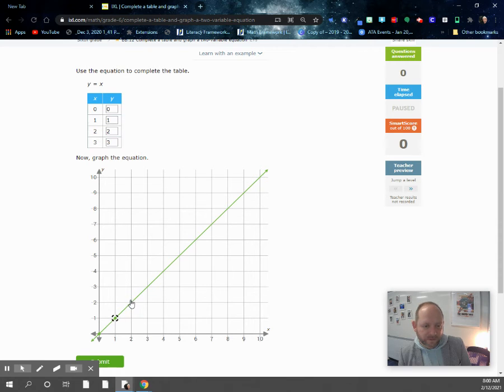We have 2, 2, so I'm going to go 2 to the right and 2 up. And finally 3, 3, so I'll go 3 to the right and up to 3. As you can see, once I've got 3 points on there, I have made a straight line. That means this is a linear equation. Everything that you're going to do today is going to be a straight line. You're not going to have any strange curves or anything, because we're not into that complex of math quite yet.